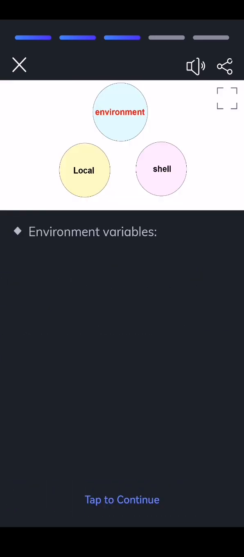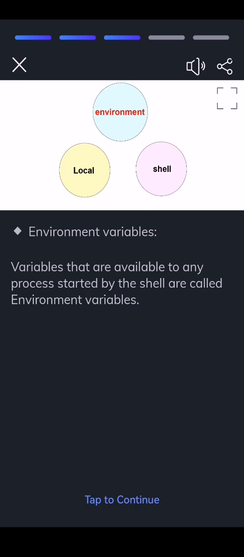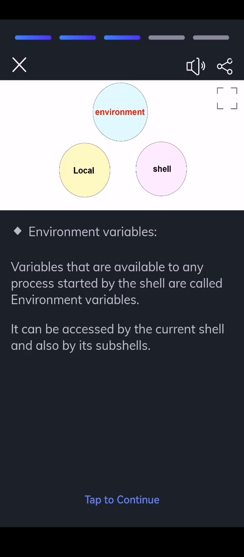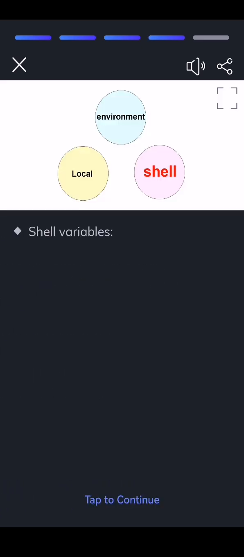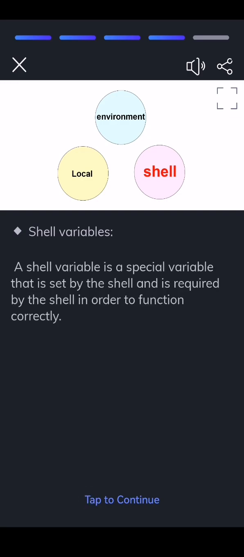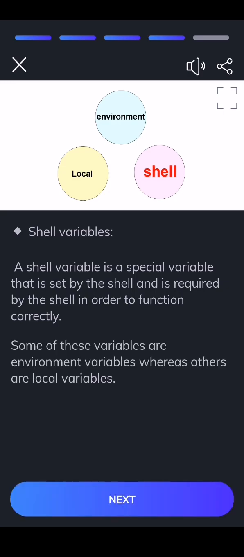Environment variables. Variables that are available to any process started by the shell are called environment variables. They can be accessed by the current shell and also by its subshells. Some programs need environment variables in order to function correctly. Shell variables. A shell variable is a special variable that is set by the shell and is required by the shell in order to function correctly. Some of these variables are environment variables whereas others are local variables.